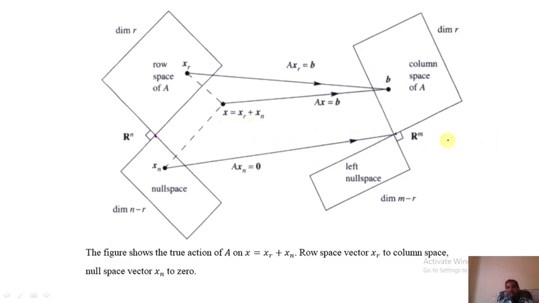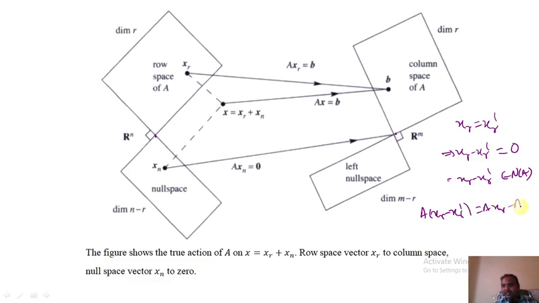What is that? Suppose any two vectors are equal. Suppose xr and xr prime are two vectors in the row space with the same image. What about the subtraction xr minus xr prime? It belongs to the row space, and since the images are equal, A xr minus A xr prime equals A of xr minus xr prime, which is equal to 0. That means xr minus xr prime belongs to the null space also. Since the only vector in both spaces is the zero vector, xr equals xr prime. Yeah, this is the one.